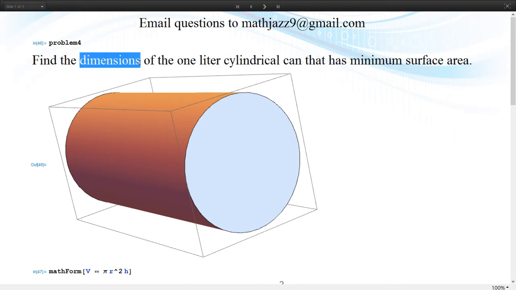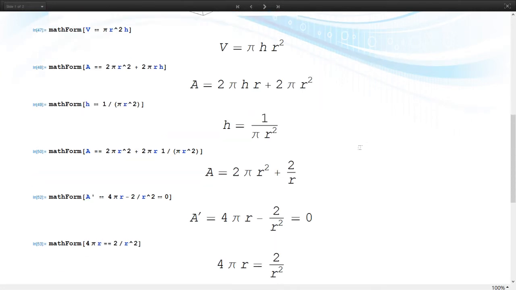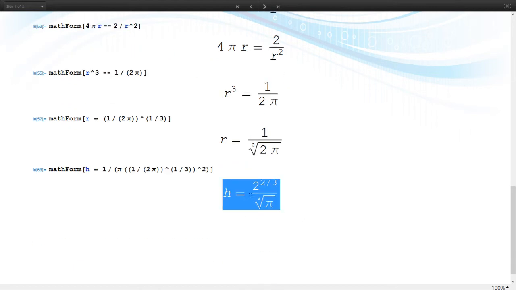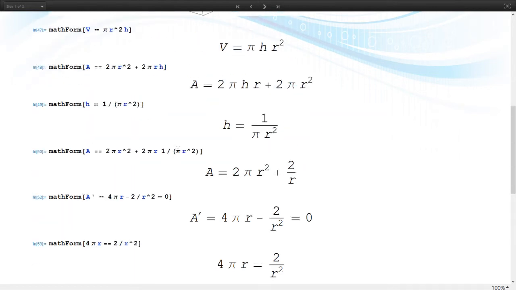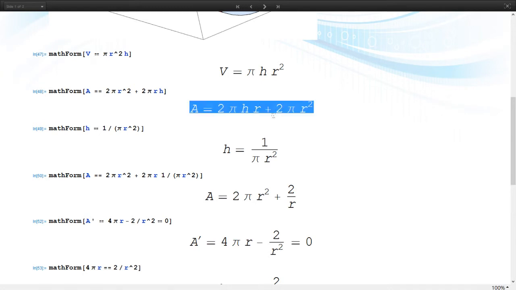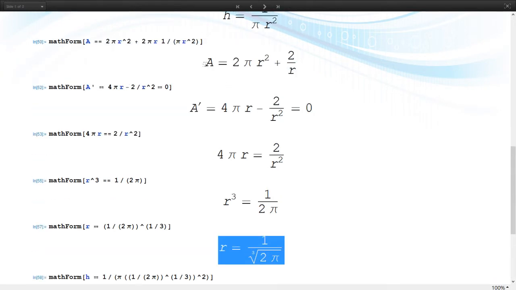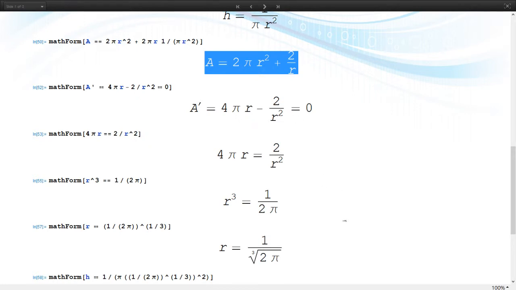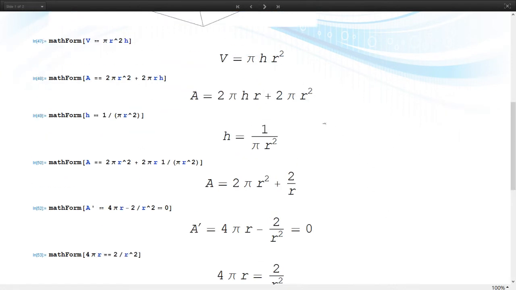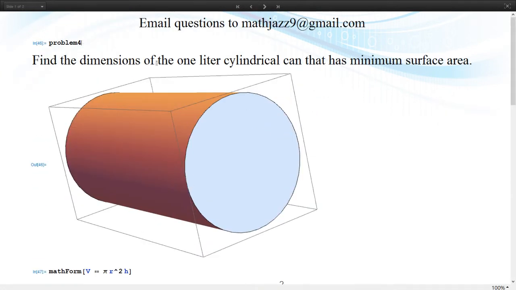We were asked to find the dimensions. If we were asked to find the area, we could plug these into our surface area equation, which is here, or we didn't really need to solve for h. We could just plug r directly into our surface area equation here. Pay attention to what they ask you on your exams, because sometimes they ask for the area and sometimes they ask for dimensions. Anyway, let's move on to problem 5.